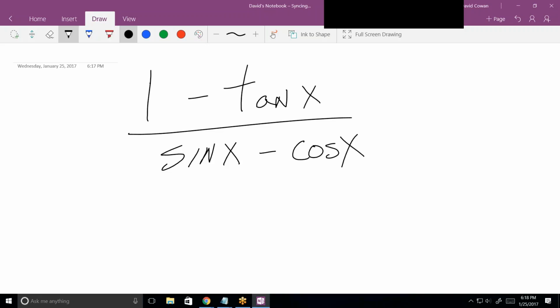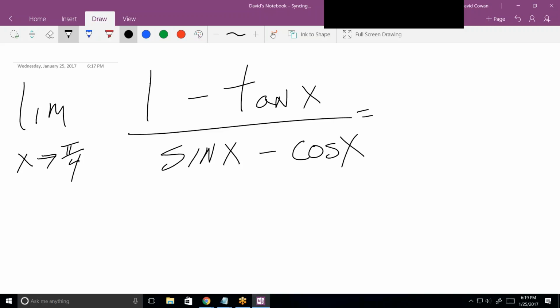And this is the limit as x goes to pi over 4. Well, we know the tangent of 45 degrees is 1. So the top is 0. Sine of pi over 4 is the same as the cosine of pi over 4, so the bottom is 0. So we get the indeterminate. Now the question is what to do with it. They don't give us any hints on this.